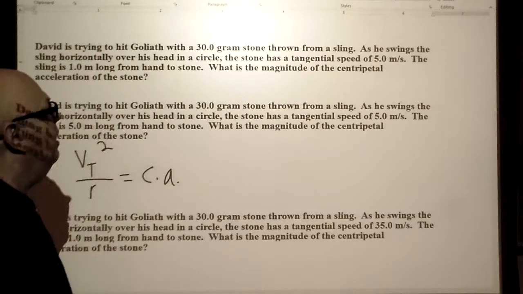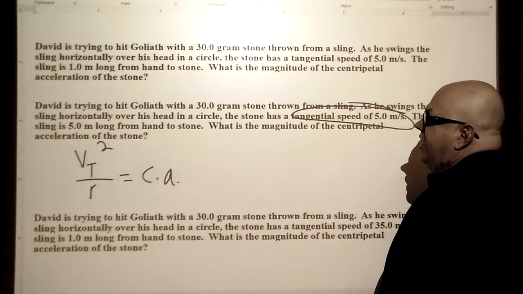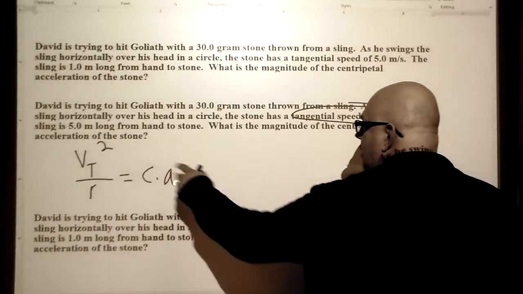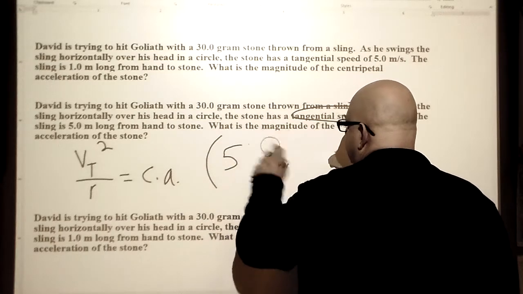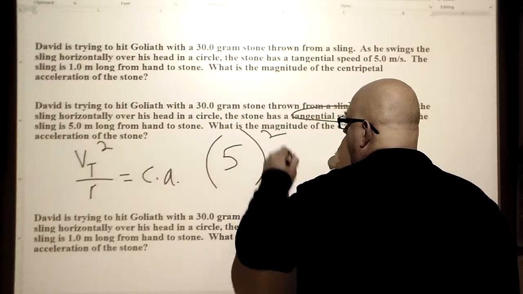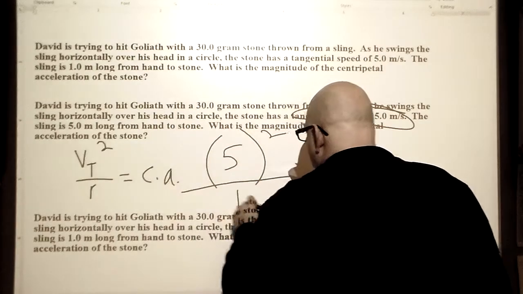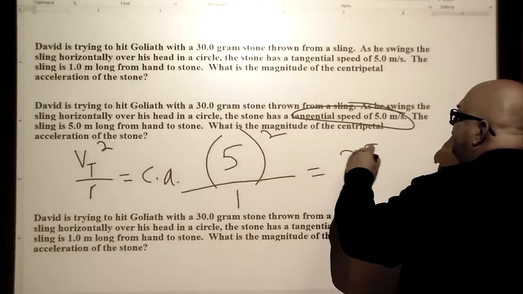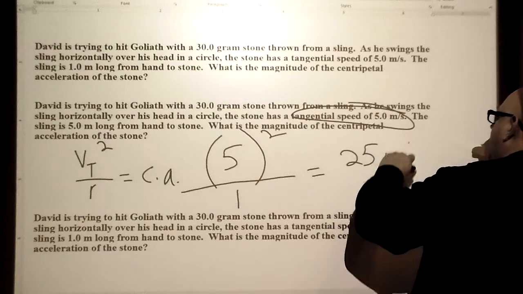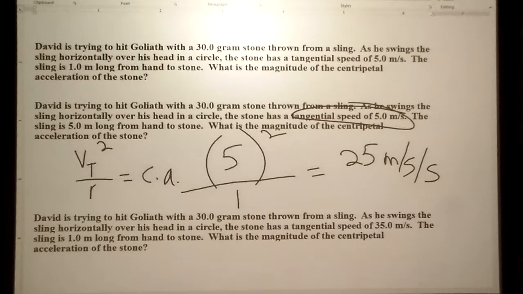So that's the formula we're going to be using, ladies and gentlemen. Our tangential speed, they gave it to us as 5 meters per second. So that's going to be squared, so 5 times 5, or I'm just going to make this a whole lot easier and say 5 squared divided by the radius. Well, we looked at this one here, 1 meter, and our centripetal acceleration is going to be 25 meters per second per second. Okay, that is our centripetal acceleration.